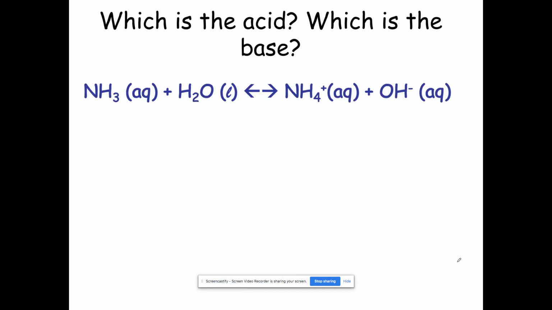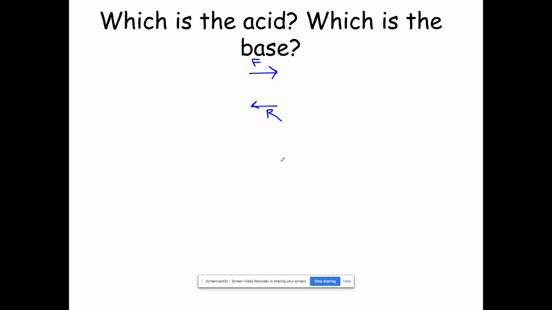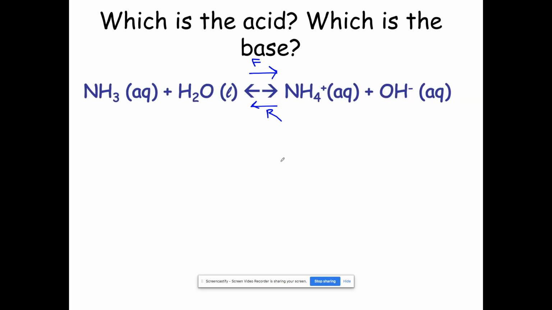So let's figure out who is the acid, who is the base. Now, first of all, you might notice this double-sided reaction arrow, which means we have a reaction going this way, which we call the forward reaction, but we also could have a reaction going this way, which is called the reverse. So let's talk about what is happening. This tricks students up a little bit, so I want to clarify.